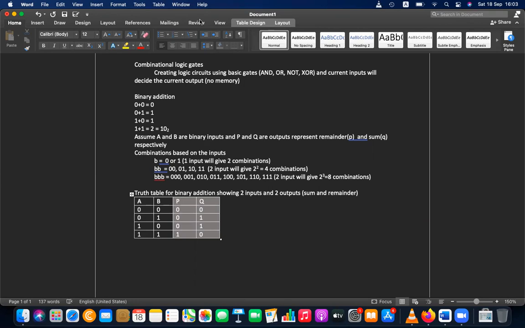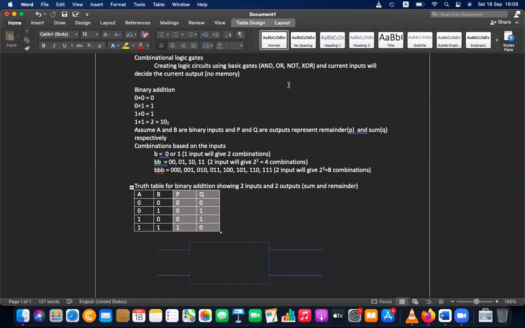So don't be afraid. Okay, just think like this. Only consider this one, P. Forget Q and think about P. If P is output, this will output 1 when these inputs are 1. So what is this gate? What should P be?